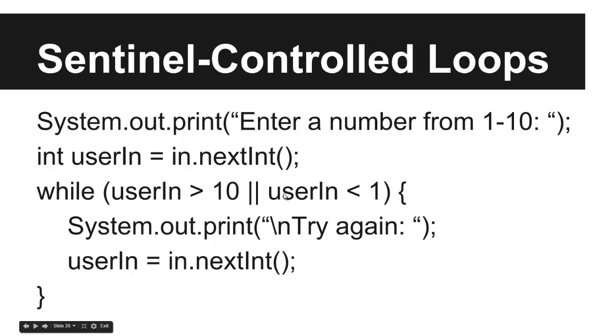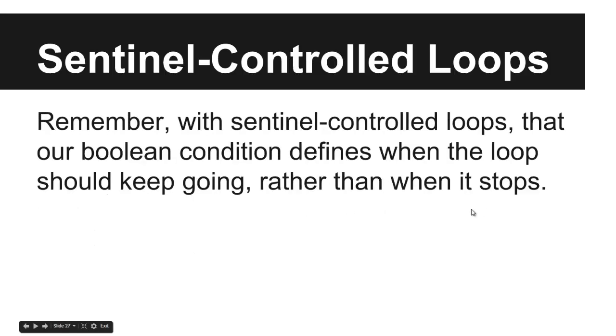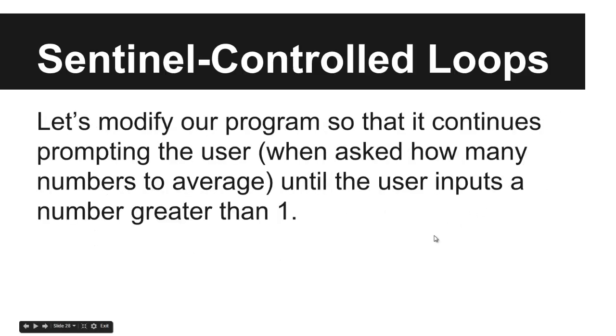Anytime we have a number that's bigger than 10 or less than 1, then we have a number that is not between 1 and 10. And so that's when we should keep going. So a Boolean condition is usually like, while this statement is true, the user is doing something we don't want them to do. And as soon as the user does something that we do want them to do, we stop. Okay? So we'll come back and modify our program here in a second.